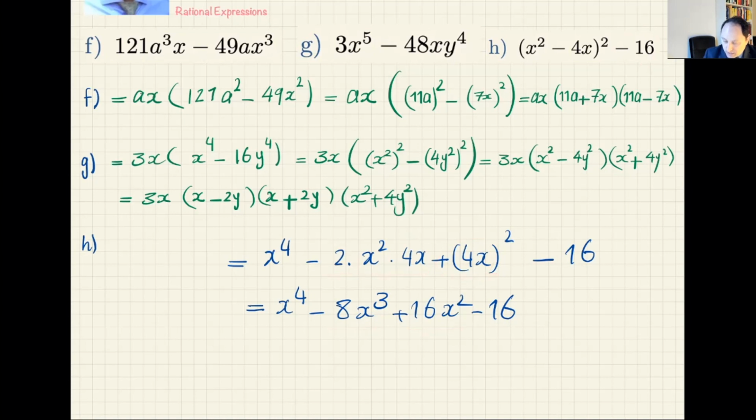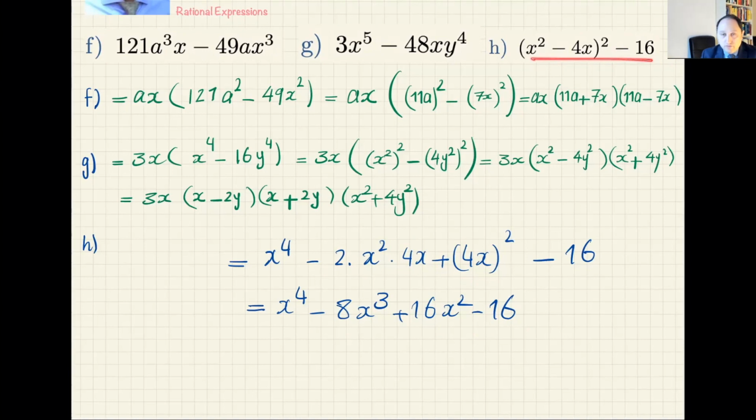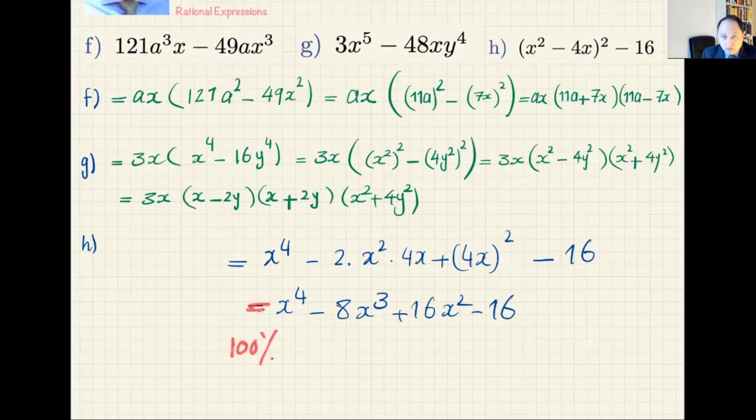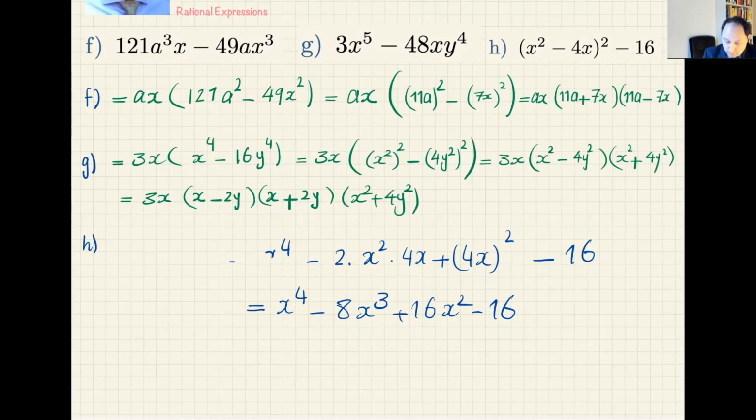If someone tells me that, is it wrong to say this is equal to this? Of course not. This is exactly equal to this. But the problem is that this is not the point of this exercise. The point of this exercise is to write this, if possible, of this expression in the form of a product. This is not a product yet. So don't get confused. Here, our goal is to write it as a product. Even though this equality is 100% correct, this is not the answer to this particular problem here. I hope that I could make myself clear.